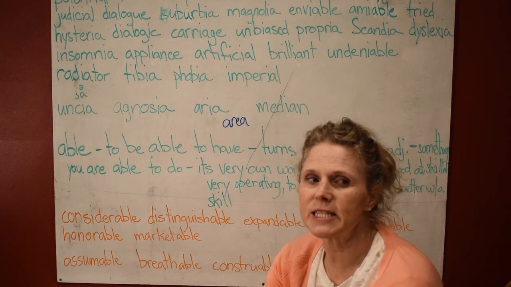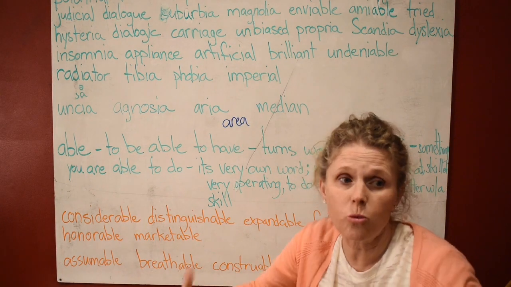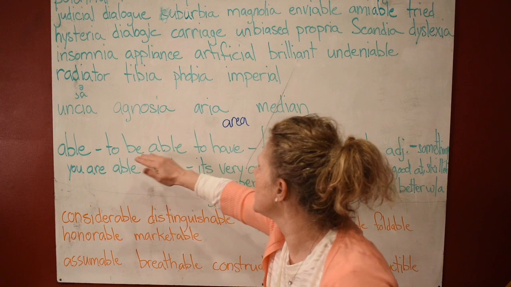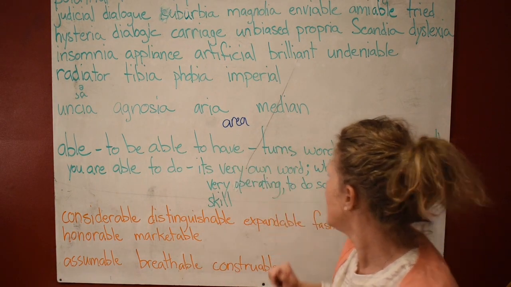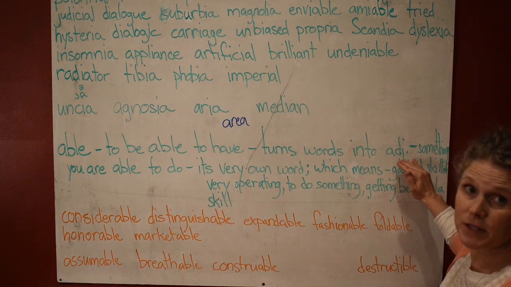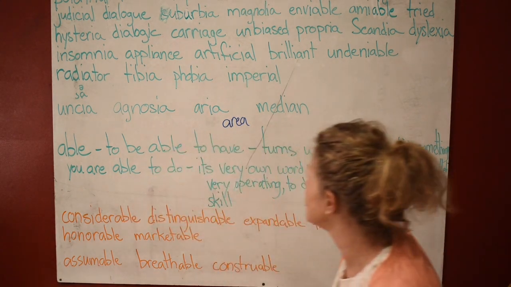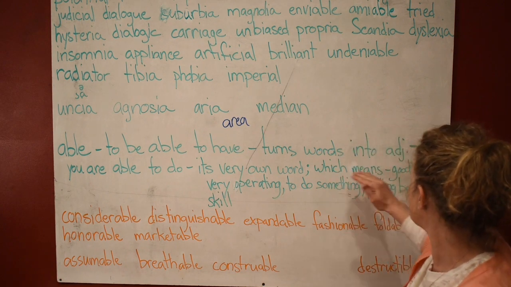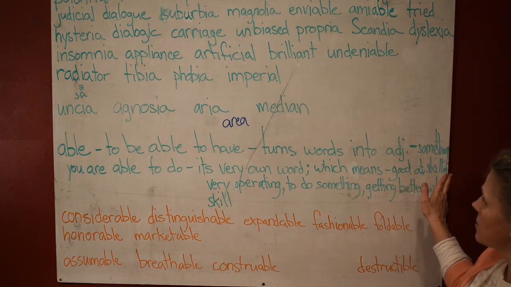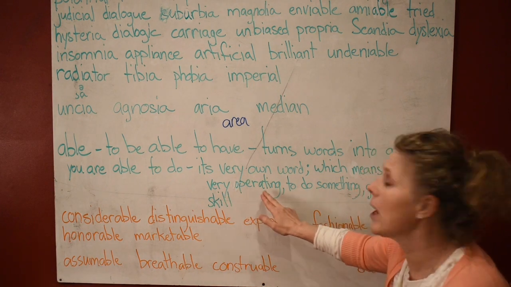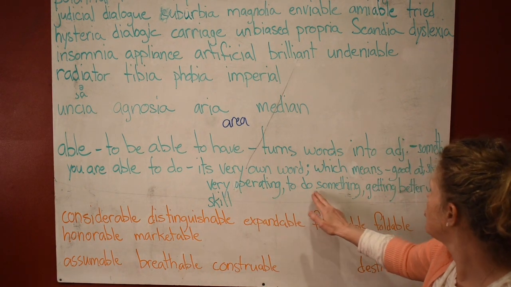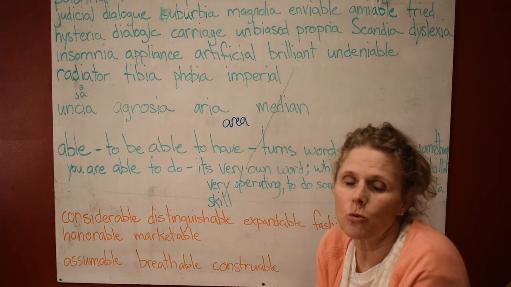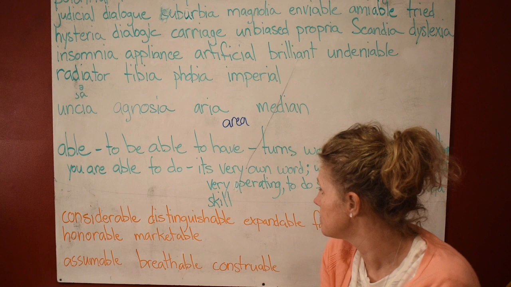But I really wanted to extend it to help you guys really think, what does this mean? Let's advance it a little bit more. To be able to have. It turns words into adjectives. Some things you are able to do. Now, it can be its very own word like we talked about, which means good at, skilled, operating, to do something, get better with, a skill. That's what the actual word able means.